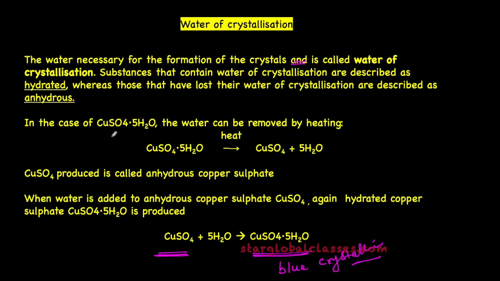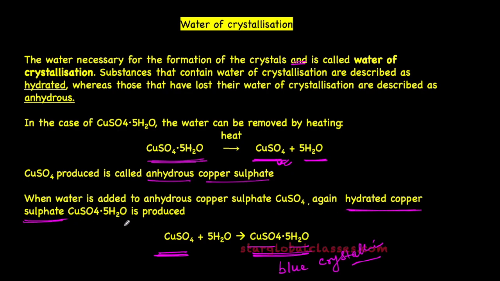In the case of CuSO4 5H2O, the water can be removed by heating. If you heat this CuSO4 5H2O, then copper sulfate and 5 water molecules are produced, meaning the water molecules are separated from copper sulfate. Now it is no more a crystal, it is a white powder. The copper sulfate produced is called anhydrous copper sulfate because there is no water added to it. And when water is added to it, it becomes CuSO4 5H2O. Now it is known as hydrated copper sulfate.